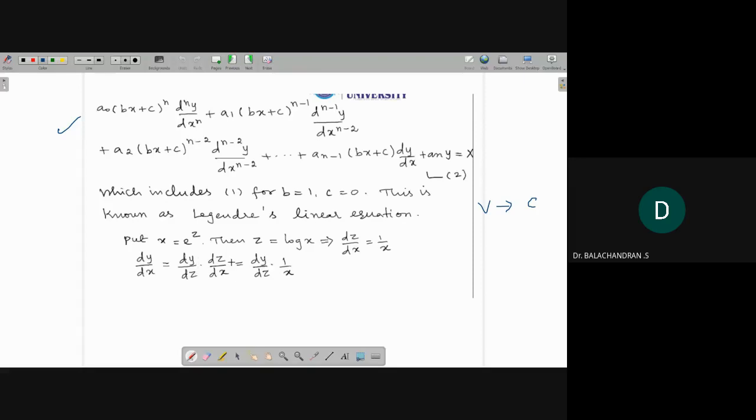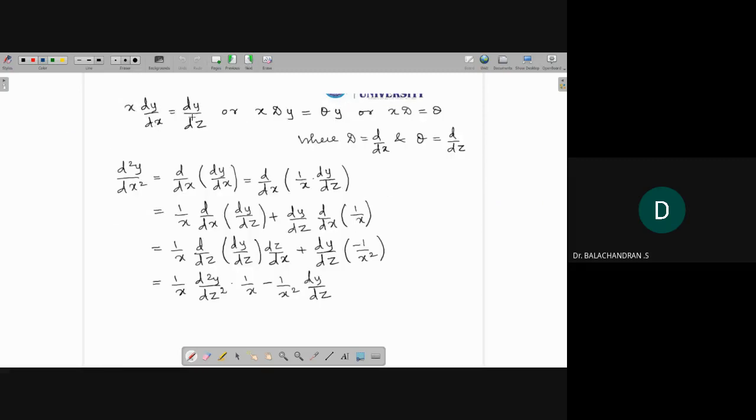Now, what is dz by dx? dz by dx is 1 by x. Now cross multiply by x. So x into dy by dx is equal to dy by dz. Or you can write x into D, where capital D equals d by dx. So x D y equals, somebody will take this as theta, somebody will take D dash, the notation will differ. I will take theta, so that theta equals d by dz. So d by dz equals theta.